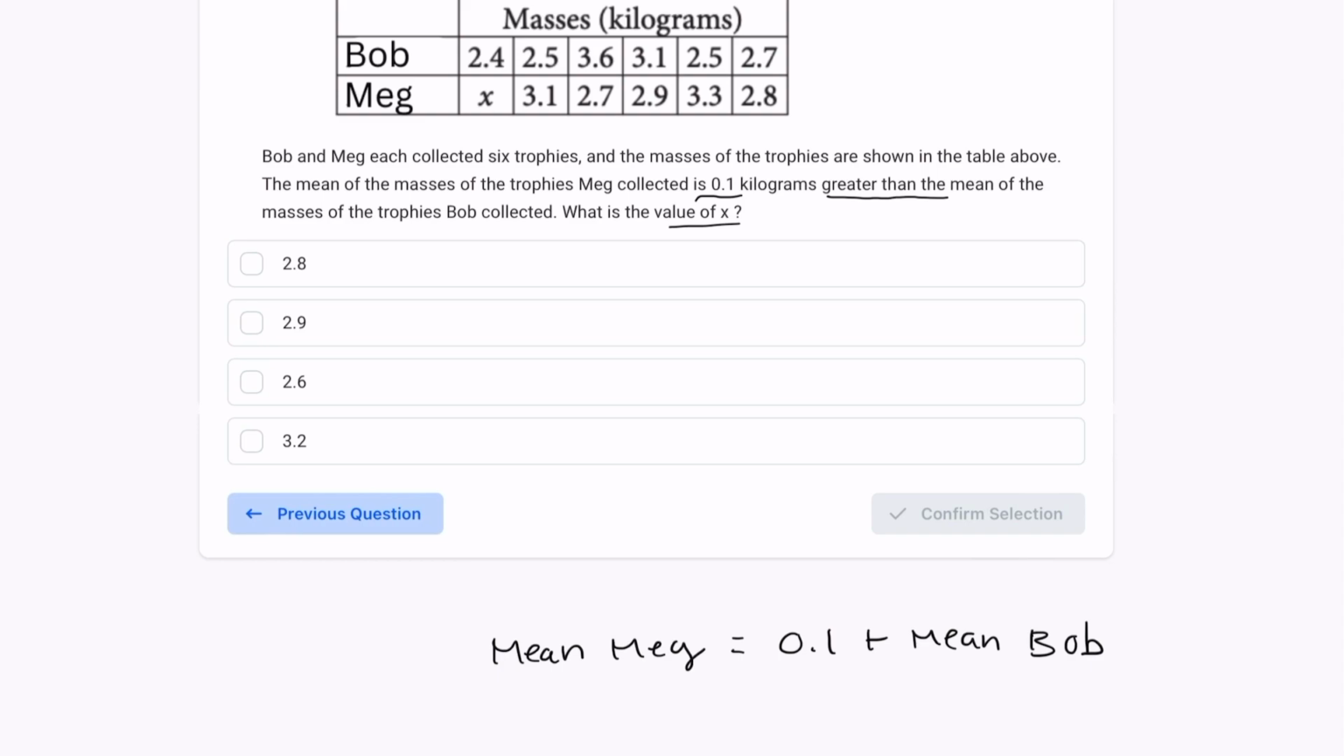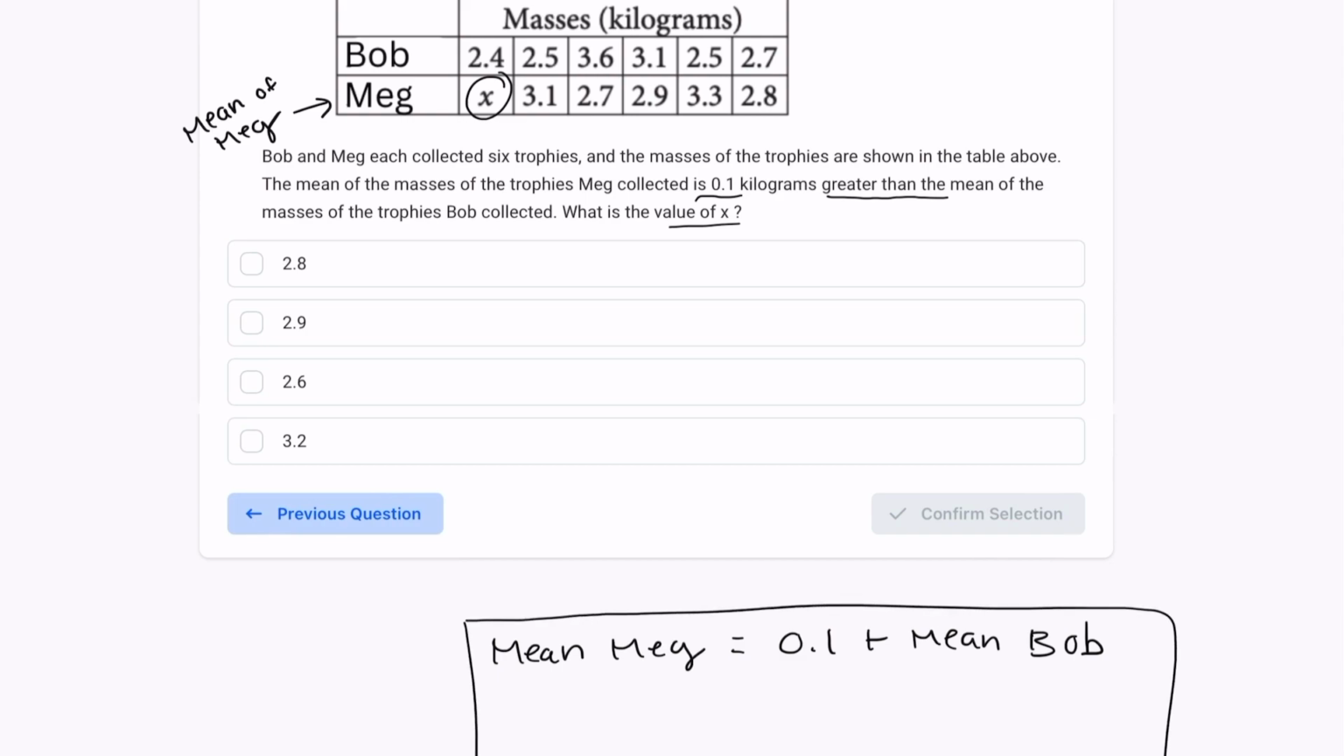So we can figure out what X is here if we know the mean of Meg's trophies. So how do we figure that out? Well, first we have to solve for this. If we can find out what the mean of Bob's trophies is, then we can figure out what the mean of Meg's trophies is, and then eventually solve for X. So let's look at Bob. How can we figure out what the mean of Bob's trophies is?